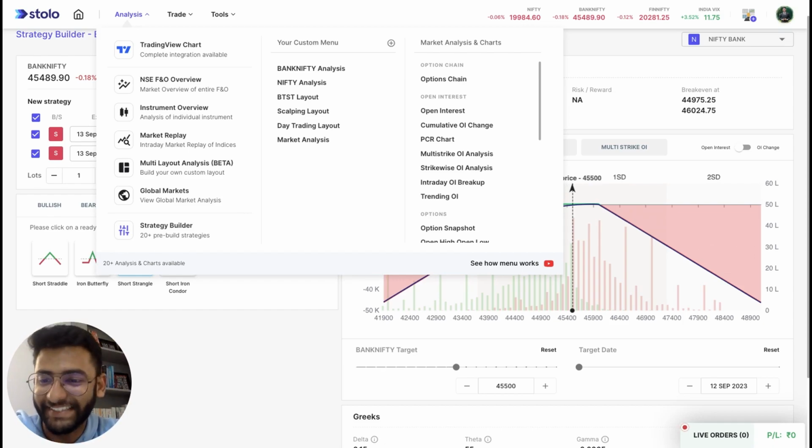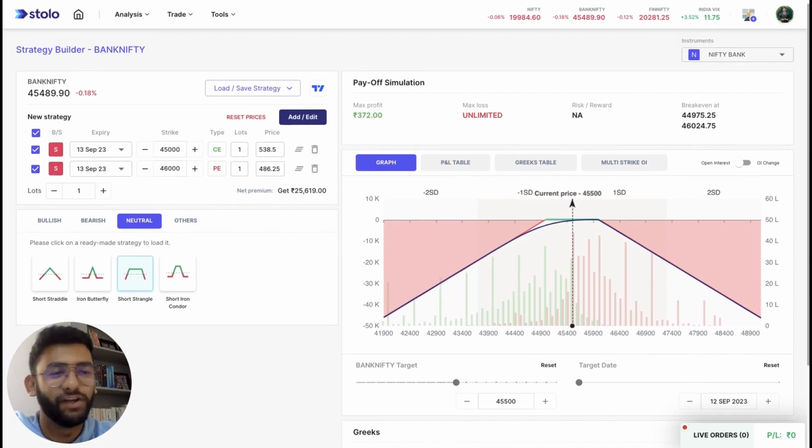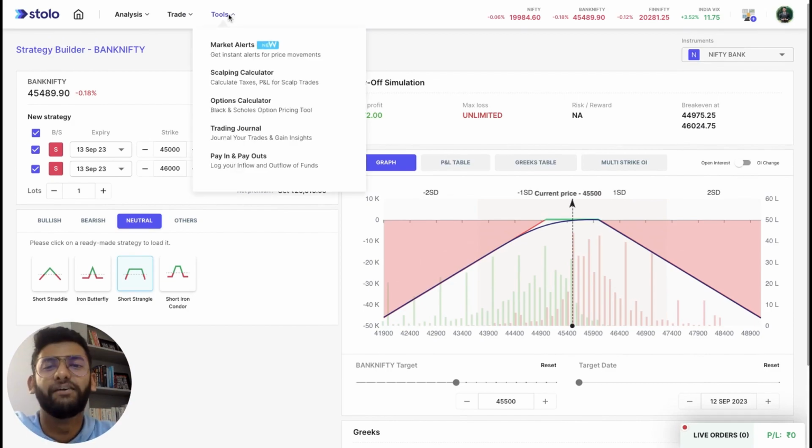So coming to the custom menu, you can add, let's say I specifically trade Nifty and Bank Nifty, right? So I've added this directly onto my menu for quick access. Similarly, you can add your multi-layout analysis as well. We have a small option here to see how the menu works, with which you will completely understand it, right? Live trade is something we are getting in very soon as well, which I will come to soon. We have many more tools as well, which you can surely check out and go through.